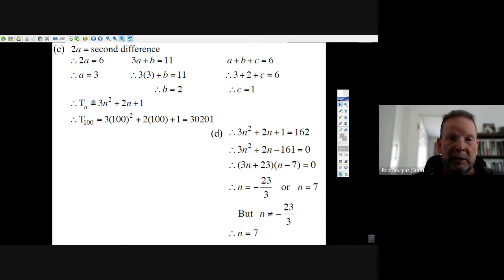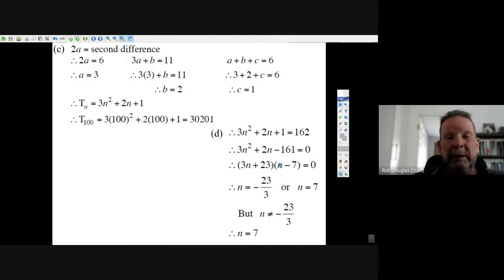Now, the next question they ask is, which term is 162? And all you do is you take your formula and let it equal 162. Now, this is a quadratic. We're going to solve it. So we subtract 162 and put down 0. And then we've got to factor this thing. Well, it's 3n squared, so you go 3n times n.